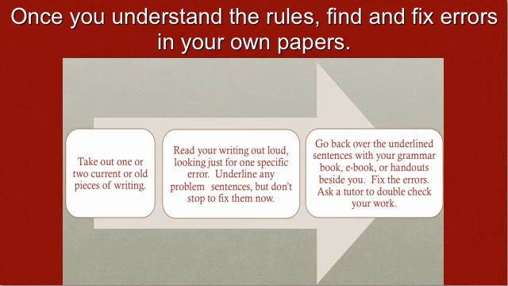When you are confident about your knowledge of the rules, it's time for the final step, finding and fixing the error in your own work. Take out one or two current pieces of your own writing. Read your writing out loud, looking for one specific error at a time. Underline any problem sentences, but don't stop to fix them now. When you have finished reading the whole paper, go back and fix your errors. Have a tutor check your corrections to be sure you are editing correctly. We are happy to help.